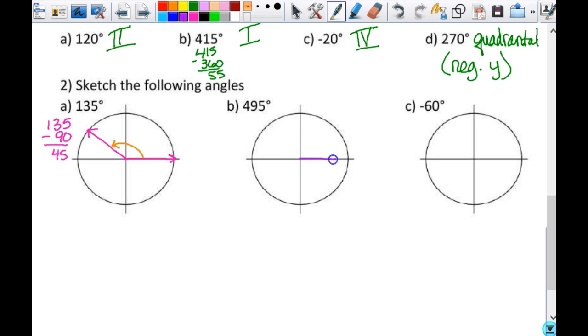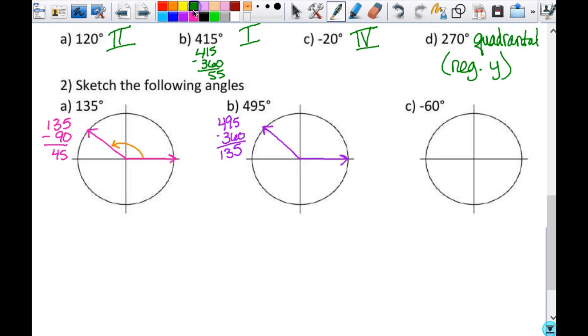All right, so then let's look at this one, 495. So I'm starting here, positive x-axis. This is a positive angle, so it's going to rotate around. Well, I know I'm going all the way around. I got to figure out what 495 minus 360 is, so I know how much more to go. What does that give me? 135. So I should know at this point exactly where I need that to be, right? It looks pretty much the same.